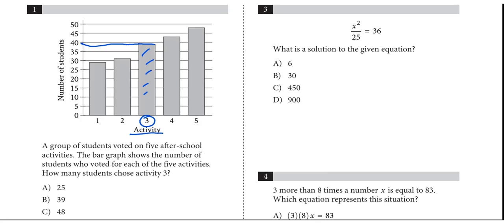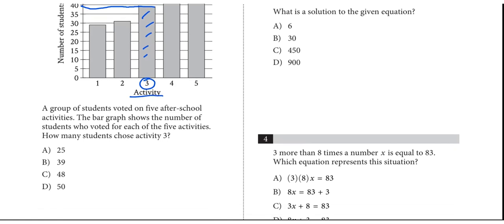So if we look at the options, A is 25 and B is 39. So 39 is between 35 and 40. So this is the answer to this question, and I hope it makes some sense. All right, let's go to question 2.